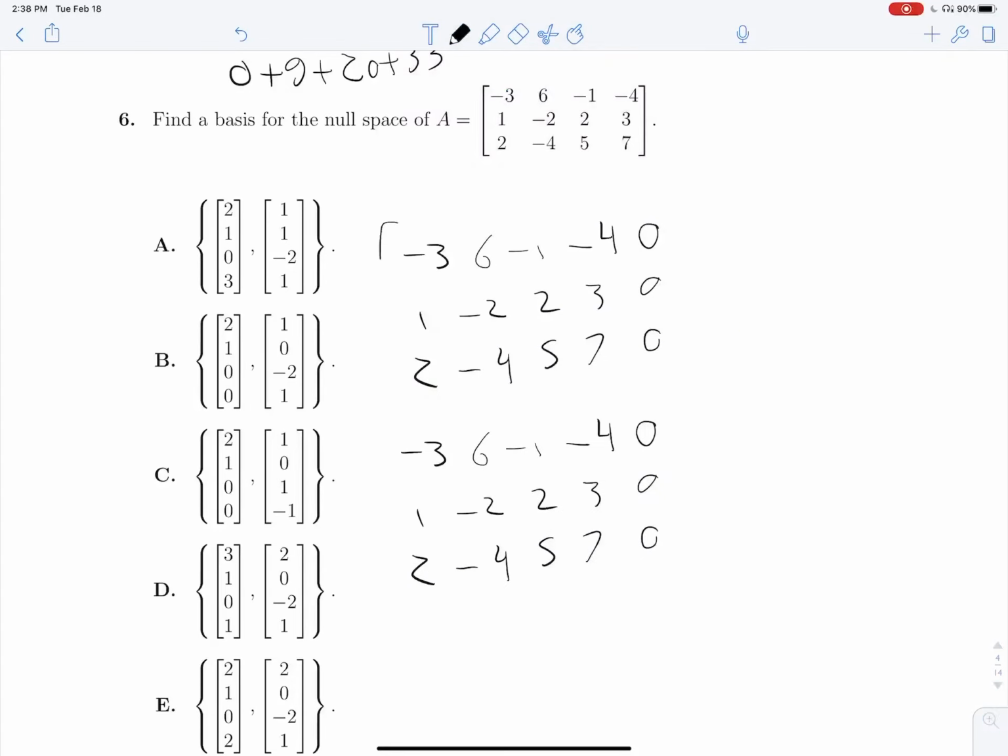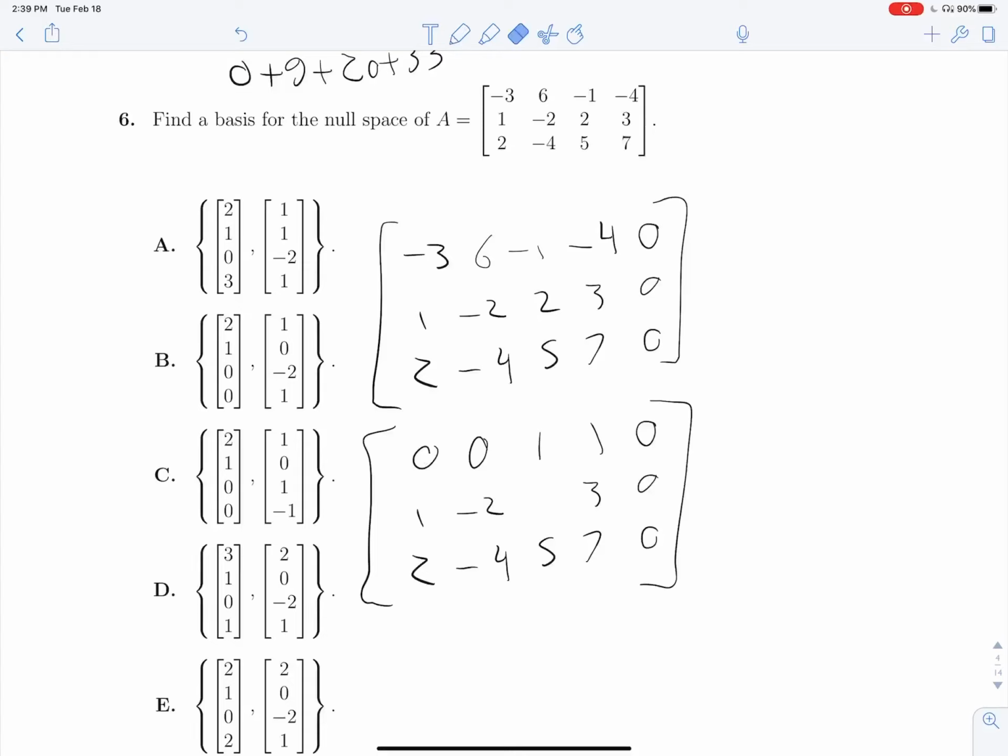It's a bad habit for me, but I'm going to copy the entire thing to save some time and start working on it. I'm going to add 2 row 2s to row 1. That will make this guy 0. Oh, sorry, when I said 2, I meant 3. So that's going to be plus 6, so 5, plus 9, so 5. We can simplify that down to 1, 1.